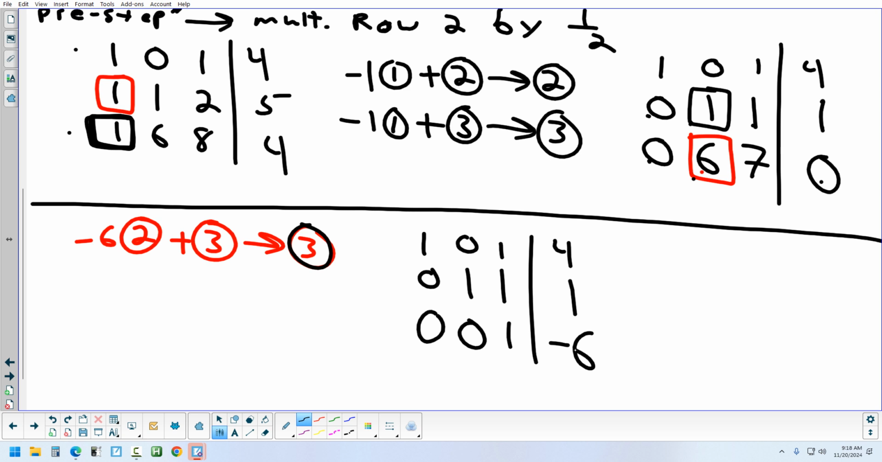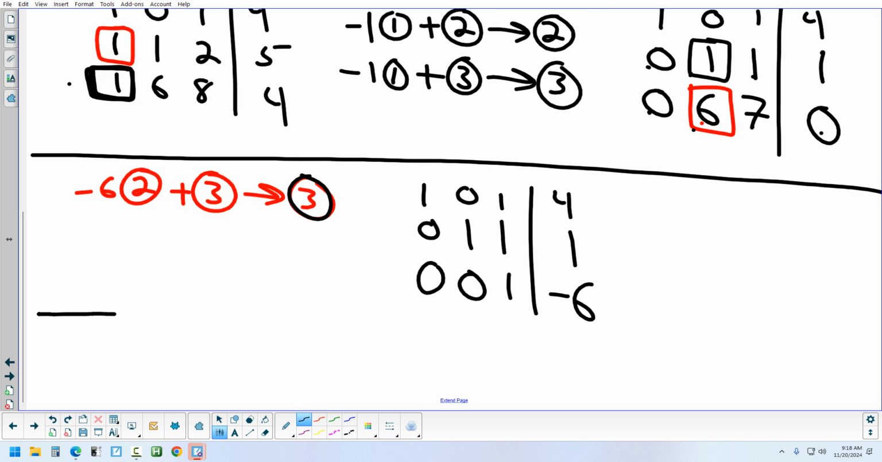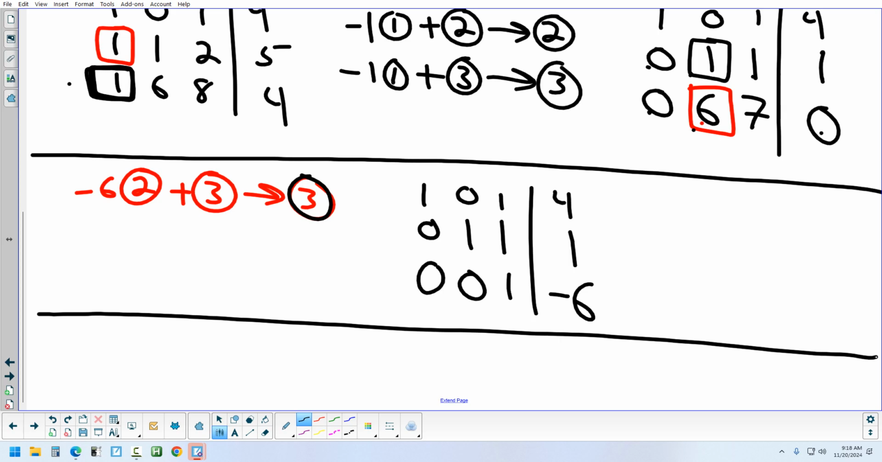So at this point, let's translate that bottom row back into an equation. We don't have to put 0x and 0y. We know those are 0. So essentially, what does this bottom row tell me? 1z equals -6.